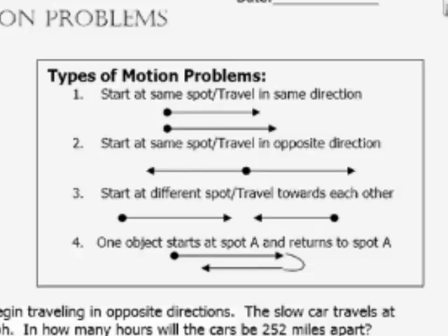One is 2 different vehicles, trains, cars, boats, whatever, start at the same spot and travel in the same direction. Number 2, they start at the same spot and they travel in opposite directions. Number 3, they start at different spots and travel towards each other. And the last one, an object starts at spot A and then returns back to spot A. Okay, and they could ask how far it was, how long it took, anything like that. So let's take a look at these one at a time.